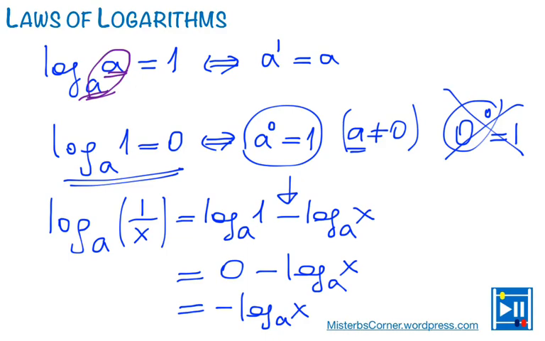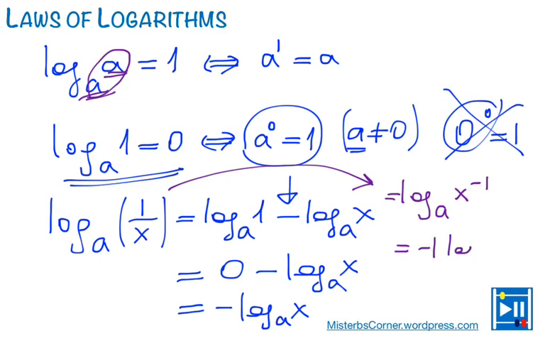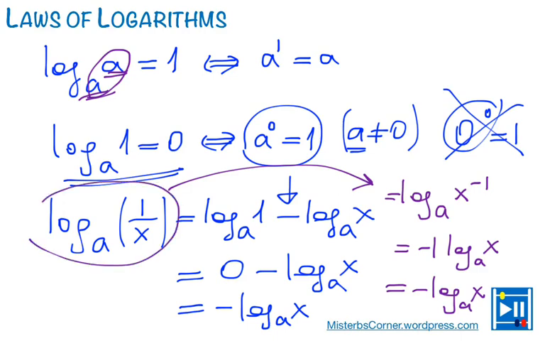You can also go like rewriting the log here as logarithm in base a of x to the power of -1. And then you can have the power appear as a coefficient here, so it's -1 times logarithm of x in base a, so you basically end up with minus log in base a of x. So it's the same thing. So there are two ways of proving that logarithm in base a of 1 over x is minus logarithm in base a of x.